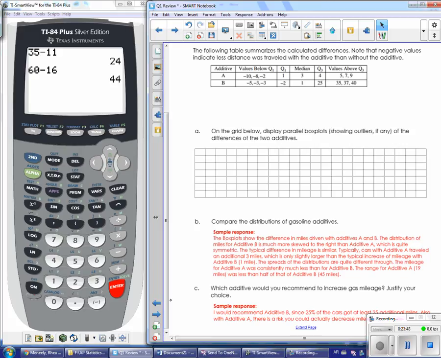Okay, so in comparing the gasoline additives, sorry, the box plots disappeared, but the box plots show the difference in miles driven with additives A and B. The distribution of miles for additive B is much more skewed to the right than additive A, which is quite symmetric. The typical difference in mileage is similar.